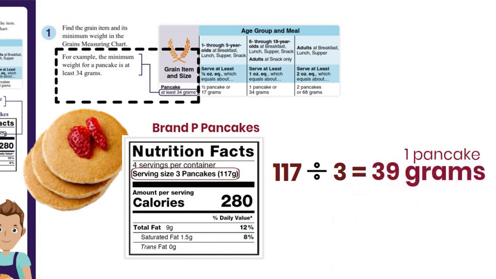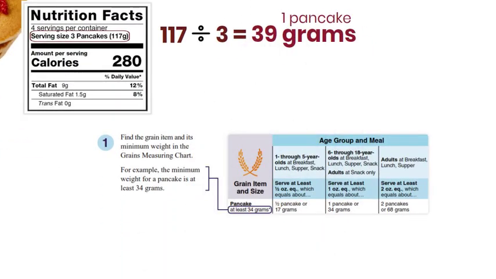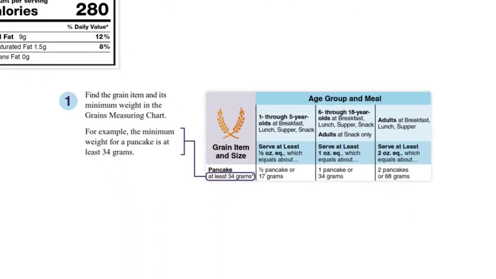Now that we know the weight of 1 pancake, we can compare that weight to the weight of the pancake listed in the grains measuring chart. If the weight of the item you want to serve is the same weight or heavier than what's listed in the grains measuring chart, you can use the grains measuring chart to see how much of that item you need to serve to meet CACFP meal pattern requirements.